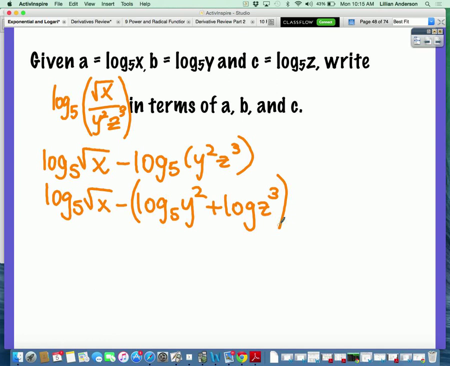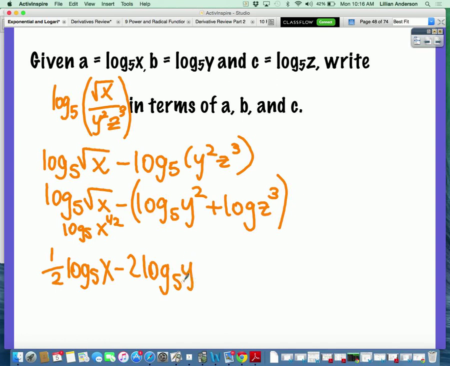So first off, does everybody understand how we got to this step? Okay. Now realize that every single one of these has an exponent, which means they can be moved to the front of every log. So it's like we're going backwards now. Log base 5 of the square root of x is the same thing as saying x to the 1/2. So this is written as 1/2 log base 5 of x minus 2 log base 5 of y, and then, careful, minus.